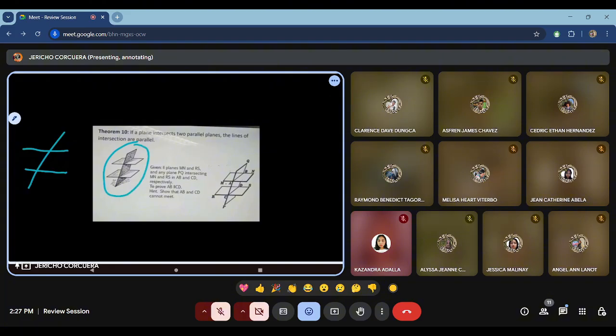So the two planes are parallel and there's one plane that intersects these two parallel planes. Then the lines of intersection are also parallel. If you can see here, in this figure, planes MN and RS are being intersected by plane PQ. So we have the lines of intersection, which are AB and CD. So we can say that lines AB and CD are parallel because they are lines of intersection, and the lines of intersection are parallel.